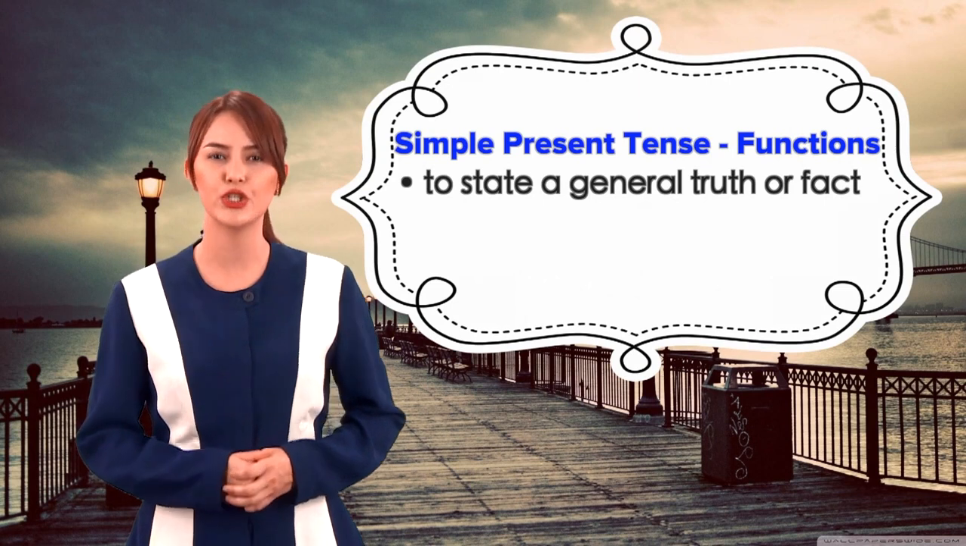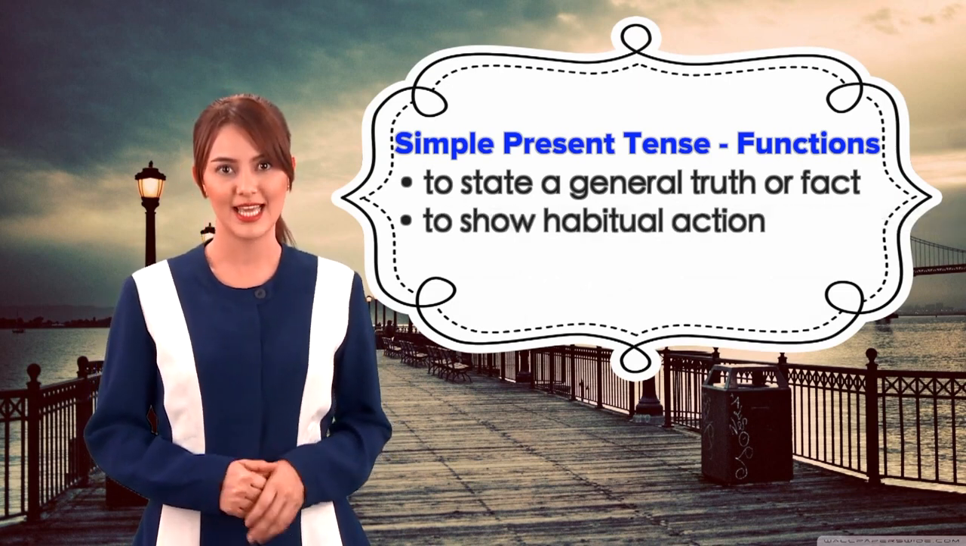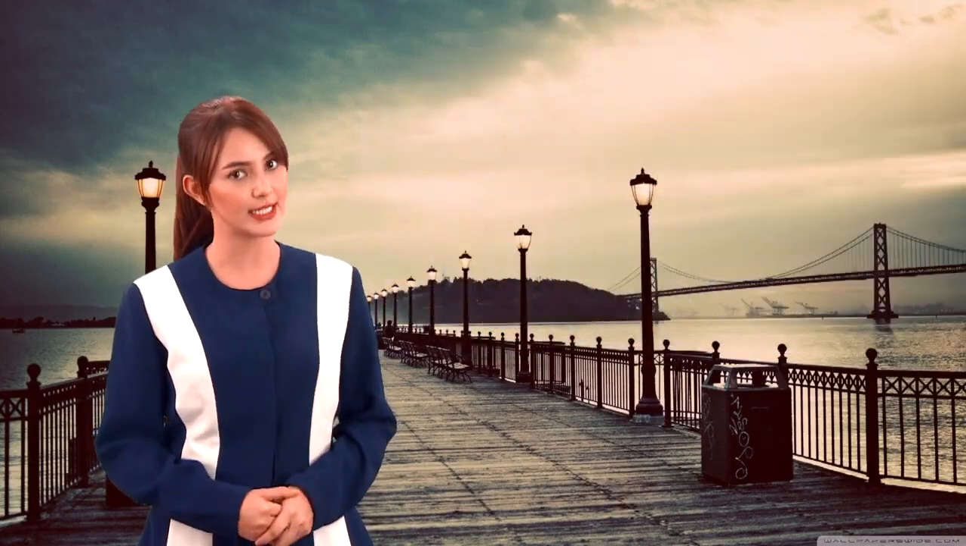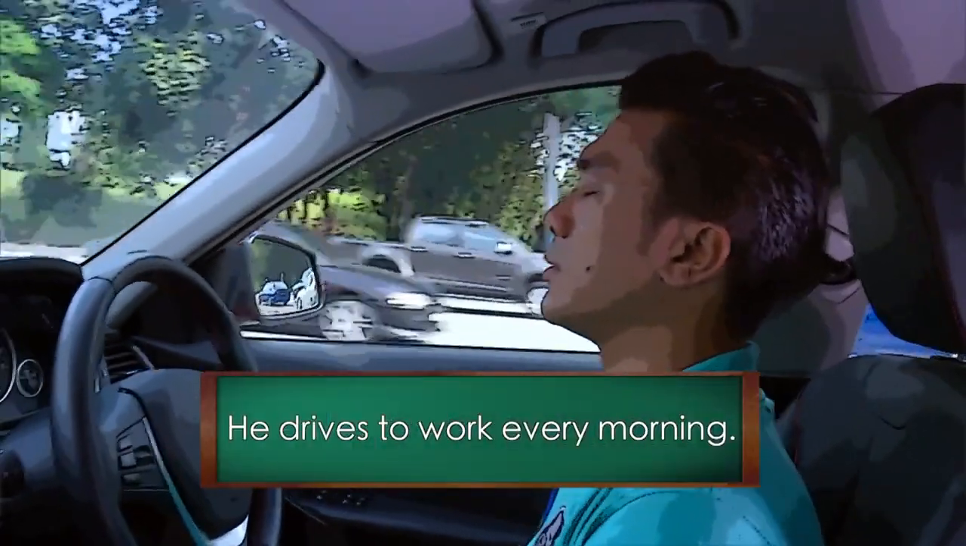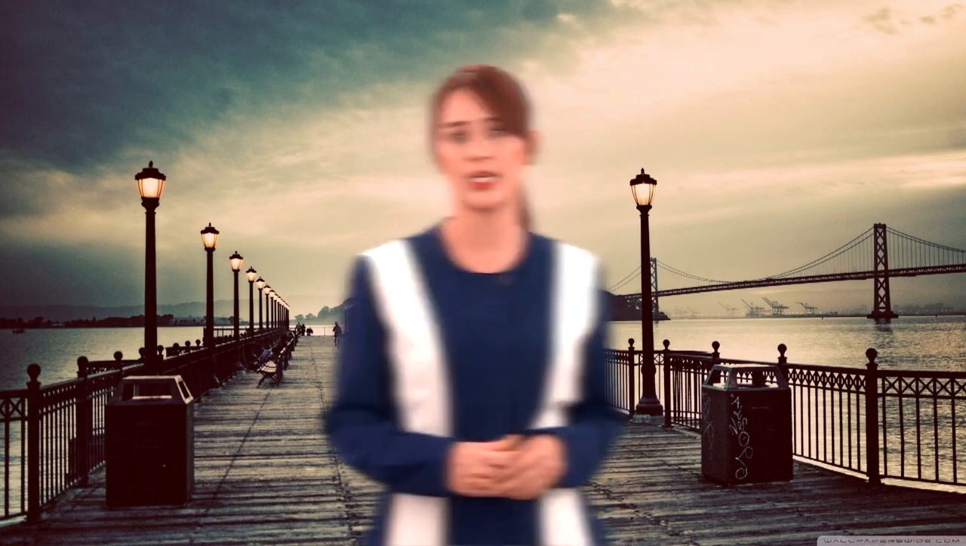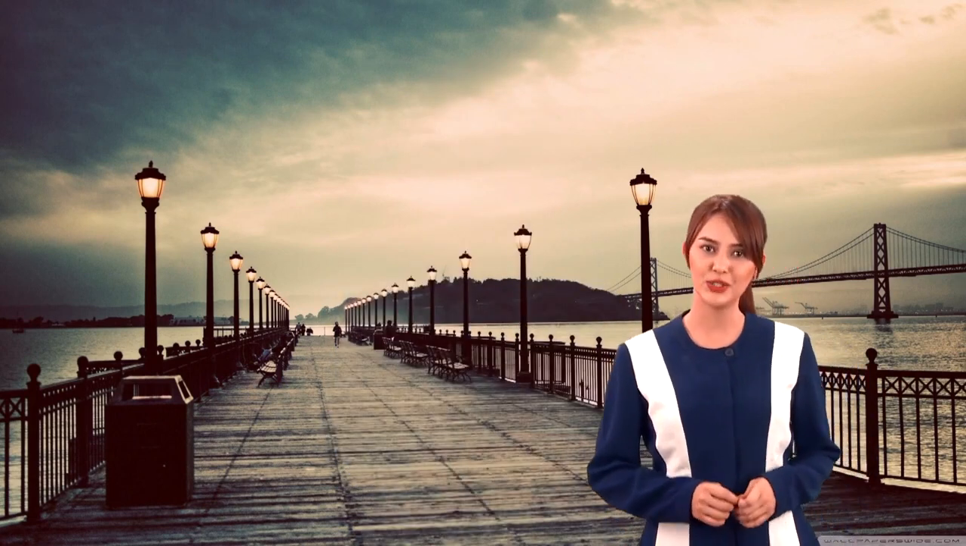Secondly, we also use the simple present tense to show a habitual action. This can be an action that we do regularly or a habit. For instance, he drives to work every morning. This means that this person drives his car to work at least 5 days a week. He does not use other types of transportation to get to work except by his car. Hence, it is a habit.